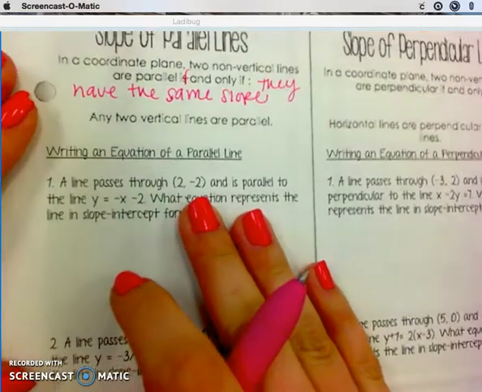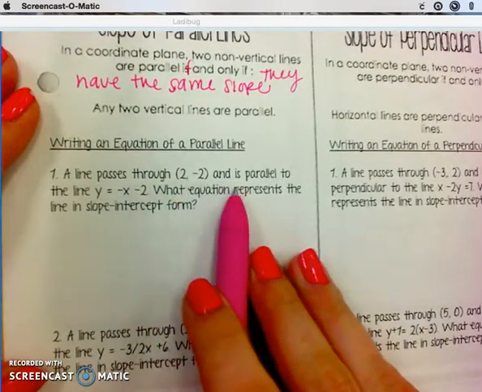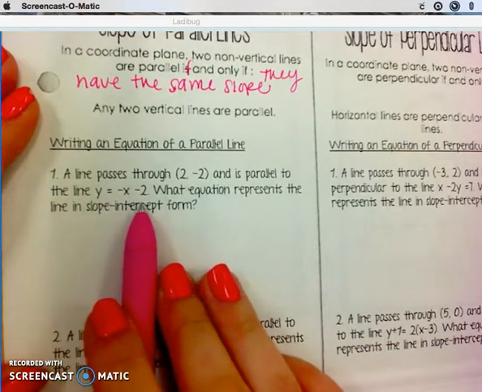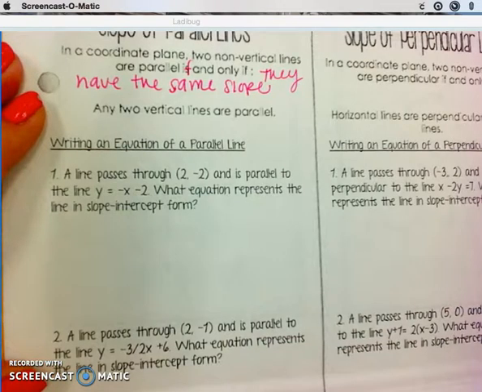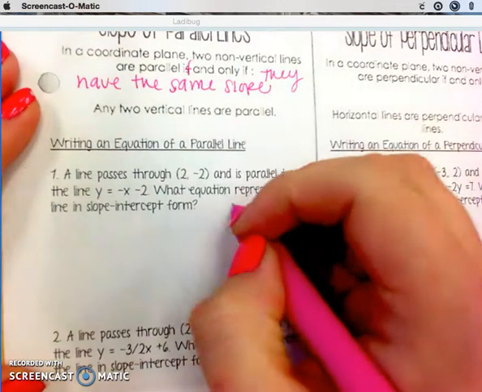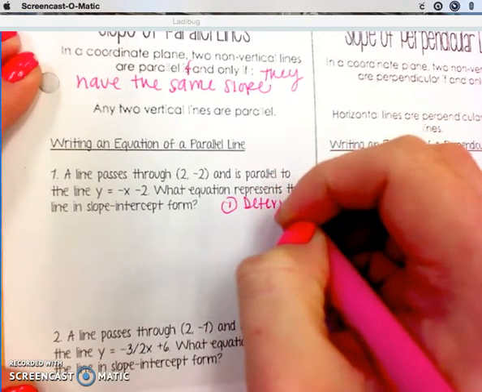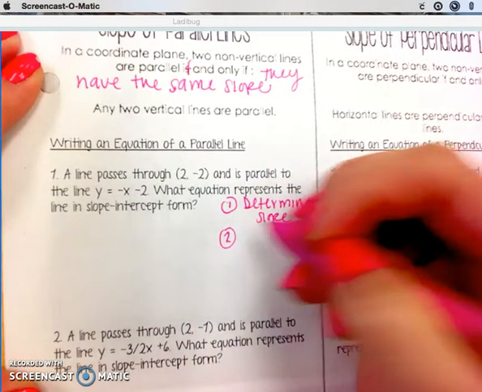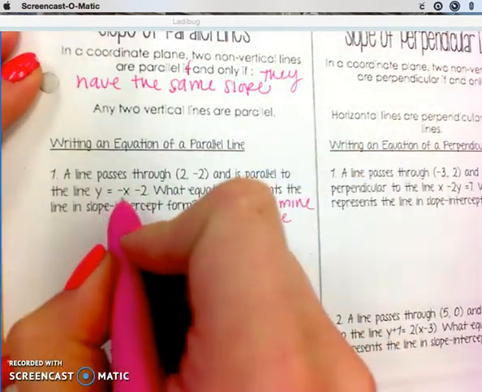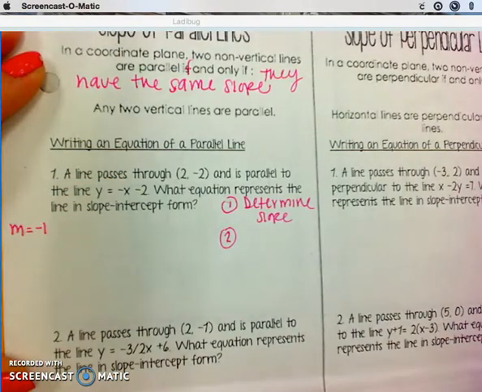So if we're writing the equation of a parallel line, if it passes through the point (2, -2) and it's parallel to this line, what equation represents the line in slope-intercept form? Okay, so the first thing we need to do is determine the slope. And we have it right here, the slope is -1. Put it out to the side.